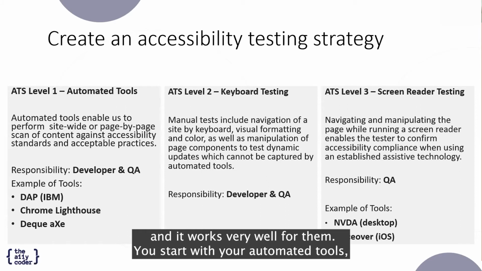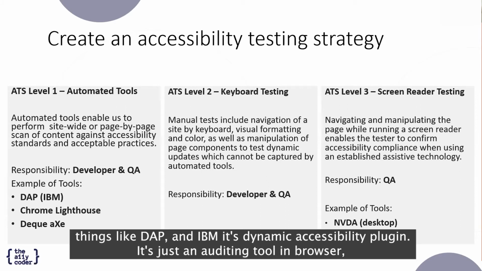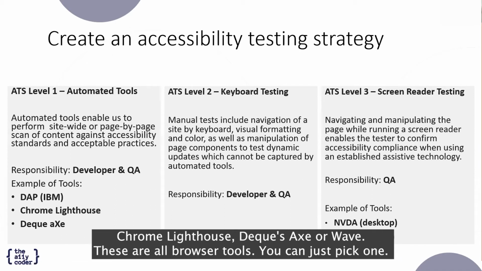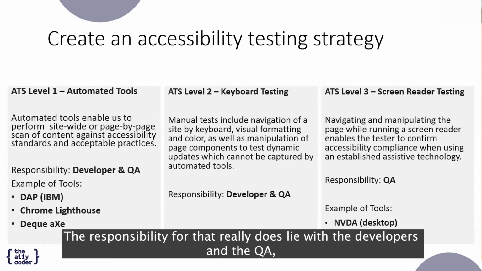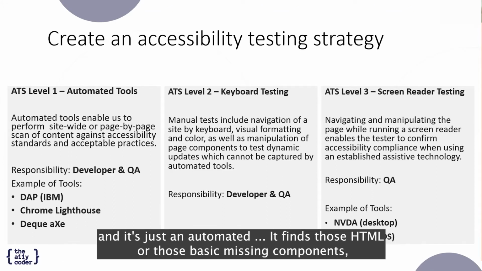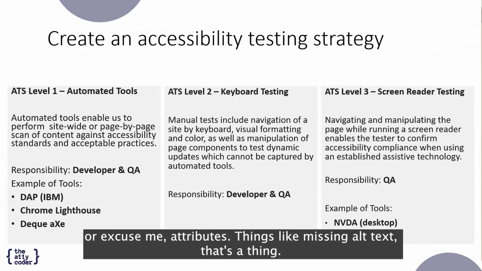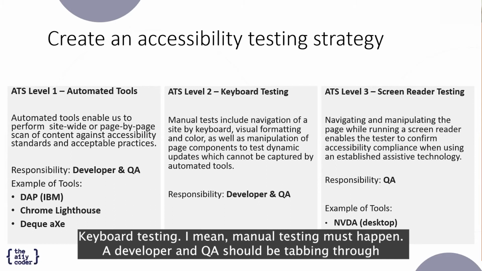You start with your automated tools, things like DAP and IBM. It's a dynamic accessibility plugin, just an auditing tool in the browser. Chrome Lighthouse, Deque's Axe, or Wave. These are all browser tools. You can just pick one. You don't have to do all of them all at once. And the responsibility for that really does lie with the developers and the QA. It's automated, and it finds those basic missing HTML components or attributes, things like missing alt text. That's a thing.